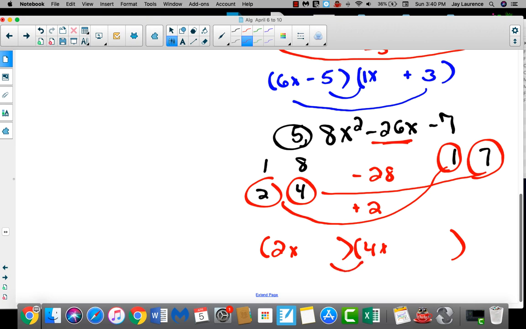Let's see, little smile, big smile. The 2 goes to the 1, so 2x goes to a 1, and I got to get a positive 2, so it'll be a positive 1 there. The 4 goes to the 7, so this 4x will go to a 7, but I want a negative 28, so it's negative. There you go.